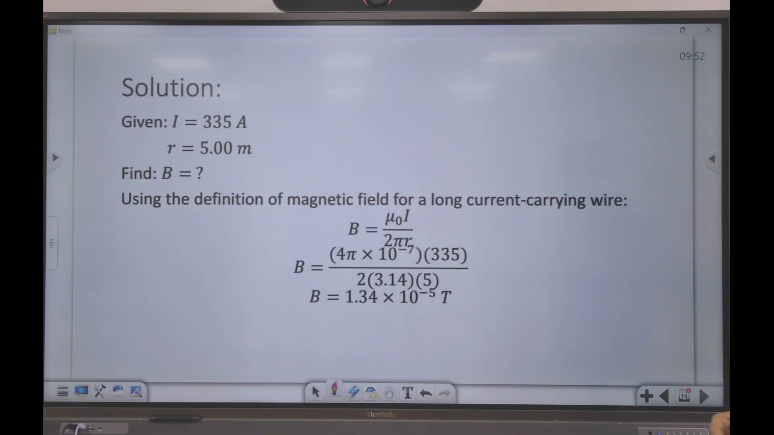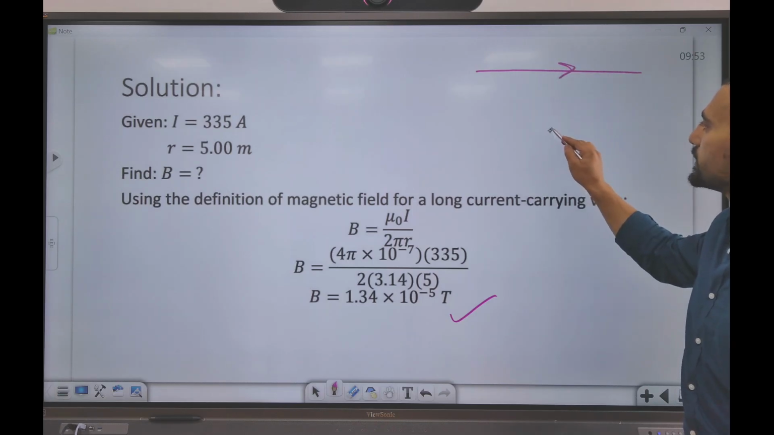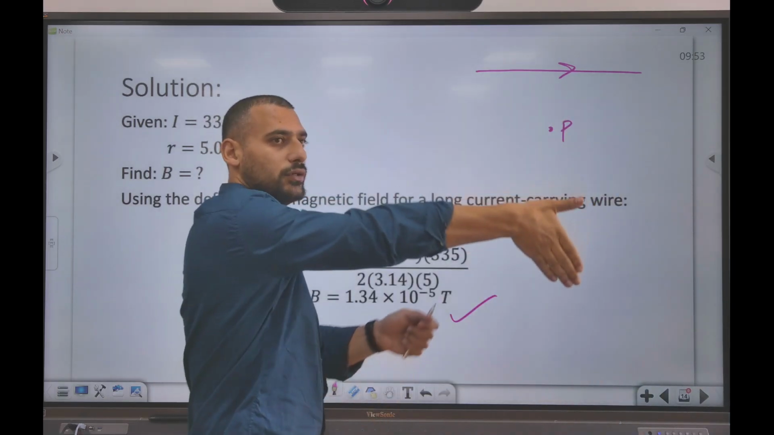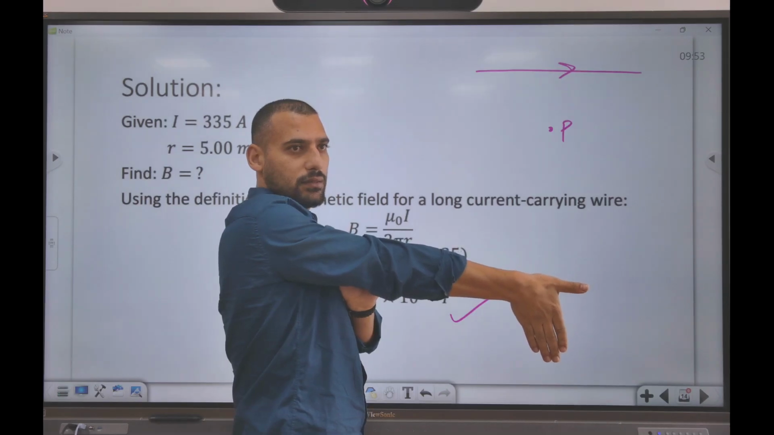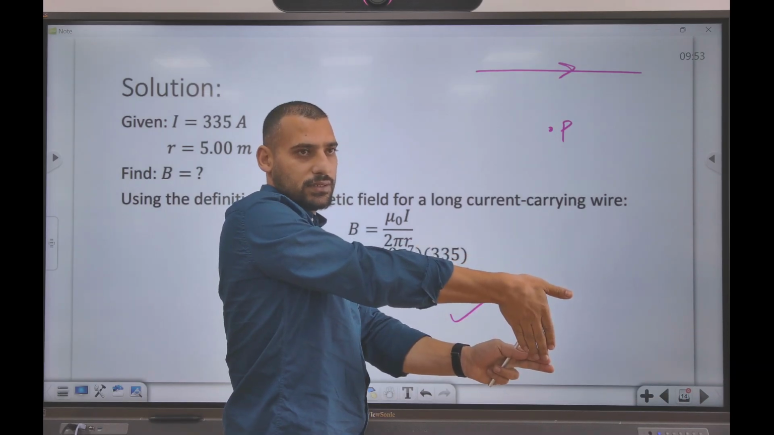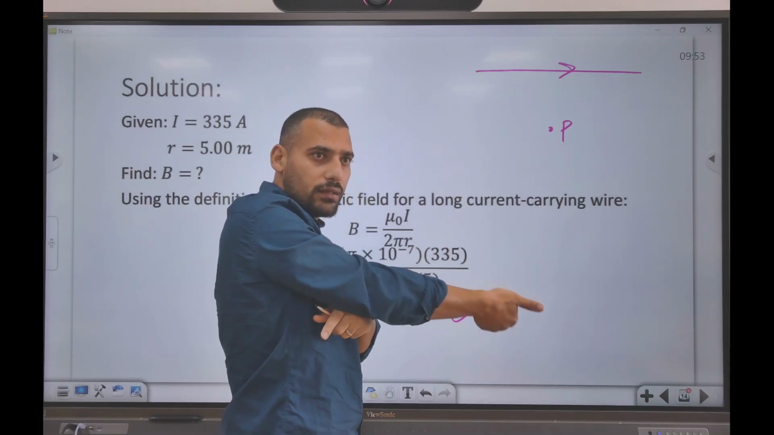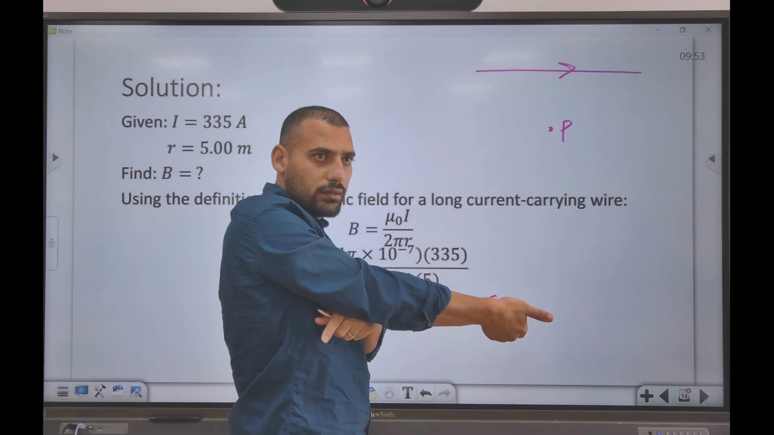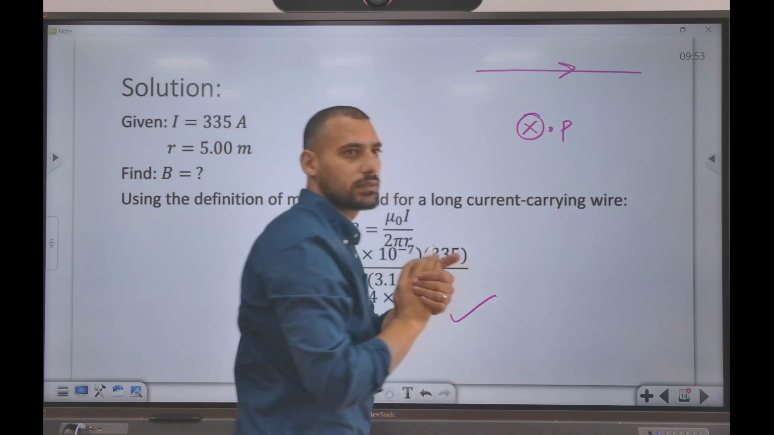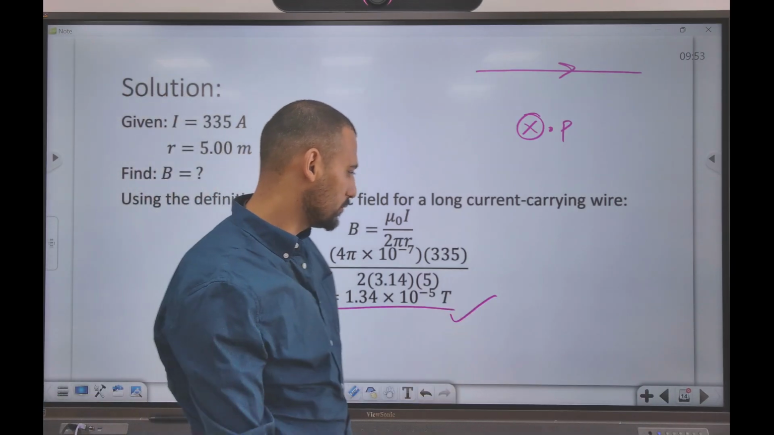Sir, I don't get how it's going in. See, the current is flowing like this. The point is here, isn't it? So what you will do? First, your thumb will be like this. Thumb along the direction and fingers towards the point of analysis. Now you have to curl it. When you curl it, it is going in. So that is why the magnetic field here is inwards. Clear? Okay, yes, we got the same result, 1.34 times 10 to the power negative 5.